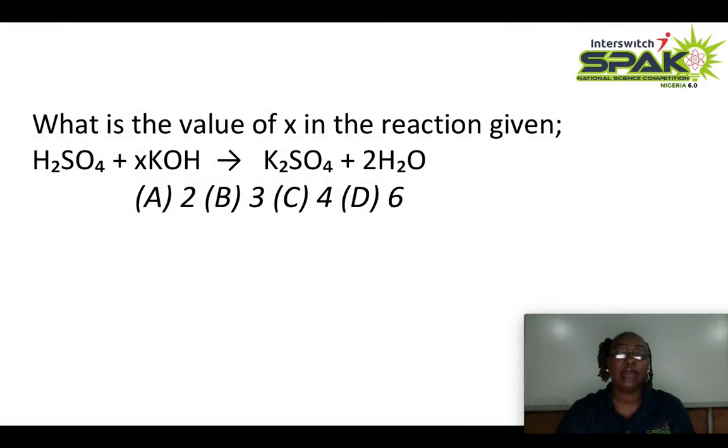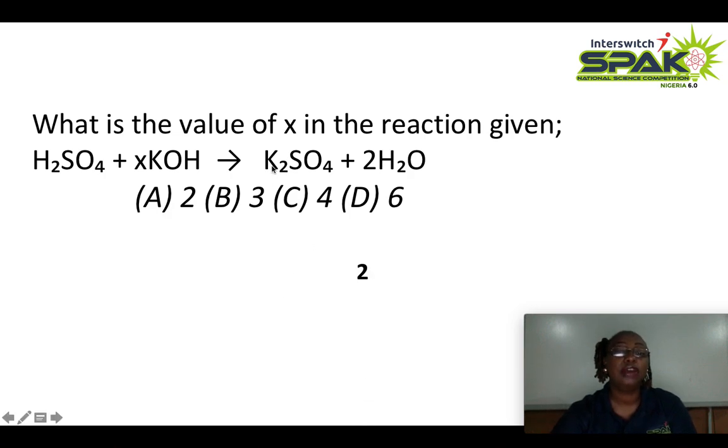What is the value of X in the reaction given? That's tetraoxosulfate 6 acid reacts with potassium hydroxide to give you potassium tetraoxosulfate 6 plus water. So what's the value of X in the reaction given? So that's you balancing that reaction. What do you think the answer should be? And our answer is 2.